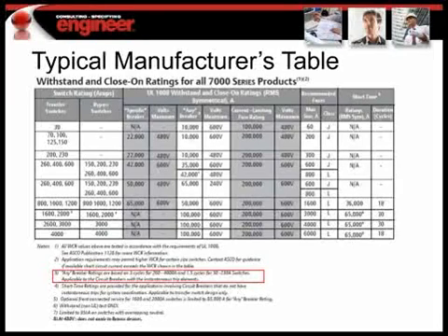And under the withstand and close-in ratings, these are symmetrical RMS amps that are published in this table. A few important points to note here. One of them is that for small transfer switches, 230 amps and less, the UL listing is for 1.5 cycles of withstand and close-in, meaning that the ampere rating of the switch, say 10,000 amps, is tested at 1.5 cycles.